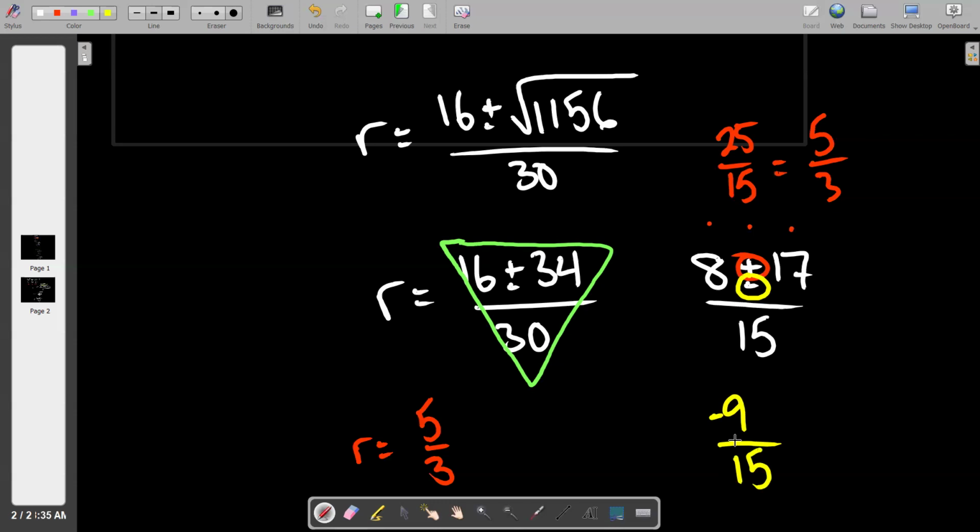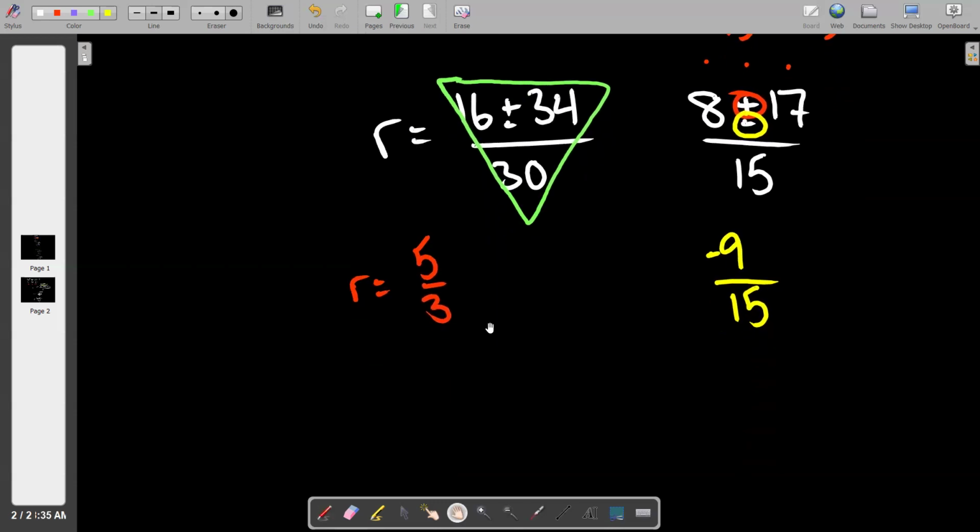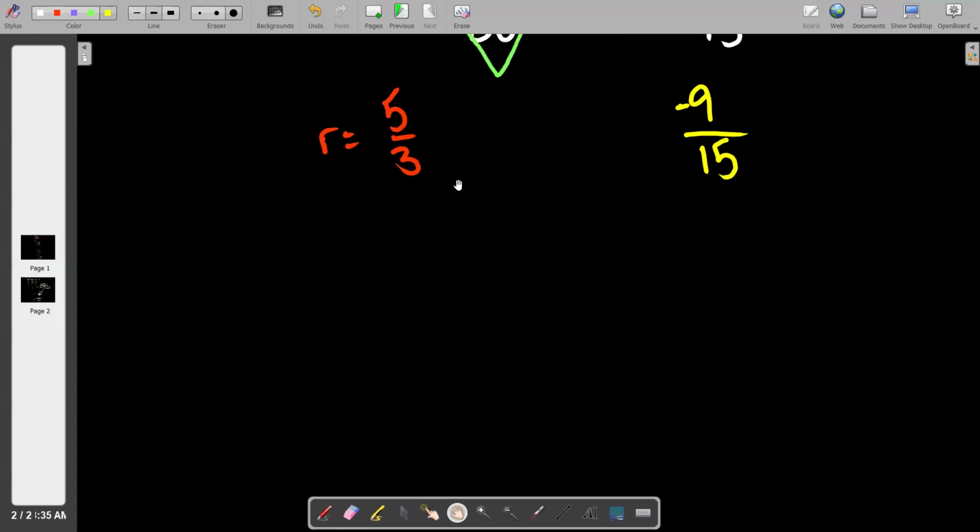So we look at that as we always have, and you've got to respect it on multiple fronts. Number one, overall, is it going to be positive or negative? Is this a positive or a negative answer? It's negative, because it's a negative being divided by a positive. So for our other answer, we know that it's negative. Let's get that negative out of there. And what can 9/15 be reduced by? So what do we get?